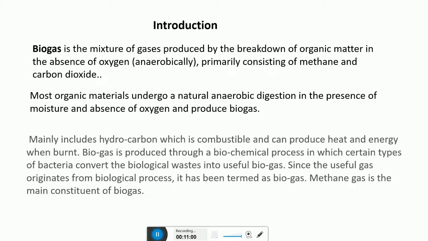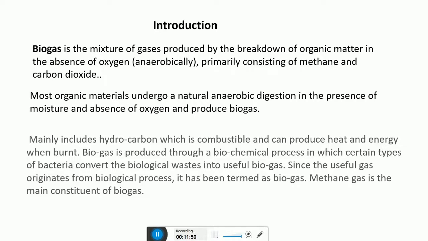It can be produced from the decomposition of animal and plant waste. Most organic materials undergo natural anaerobic digestion in the presence of moisture and absence of oxygen to produce biogas. It mainly includes hydrocarbons, which are combustible and can produce heat and energy when burned. Biogas is produced through a biochemical process in which certain types of bacteria convert biological waste into useful biogas. Since the useful gas originates from a biological process, it is known as biogas.